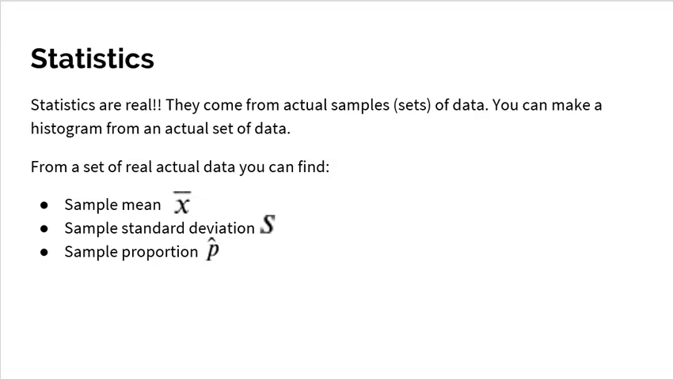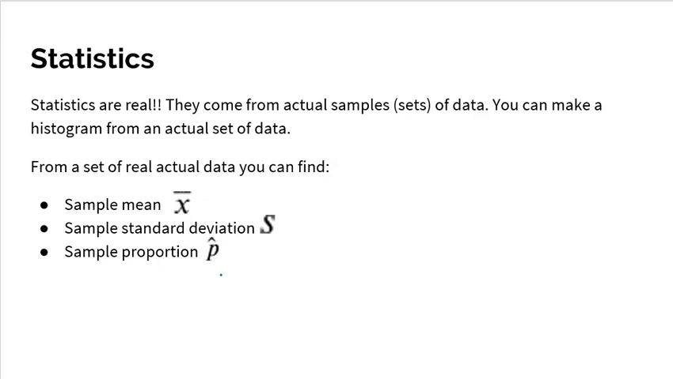Statistics are real, right? They come from actual samples, sets of data. You can make a histogram from an actual set of data. So you can actually make a graph of your sample. And anything you get from that sample is called statistics. And the 3 most famous statistics, now there's many more, but these are 3 I consider the most famous, is the mean of your sample. We call that x bar. The standard deviation of your sample, we just call that s. And a sample proportion. This would be p hat.